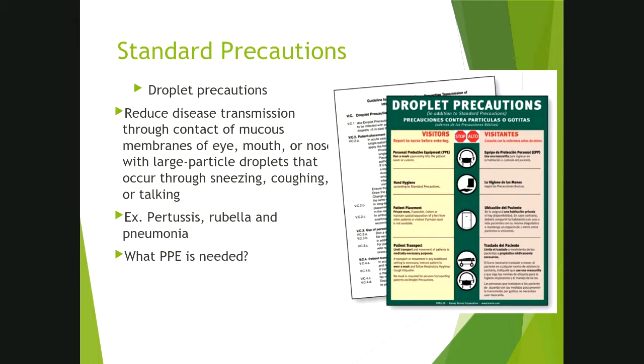What is needed for this precaution for PPE is a mask and gloves at the minimum. Can we always wear more PPE? Yes, personal protective equipment, for sure. But for droplet, we need a surgical mask and gloves at the minimum when entering these patients' rooms.